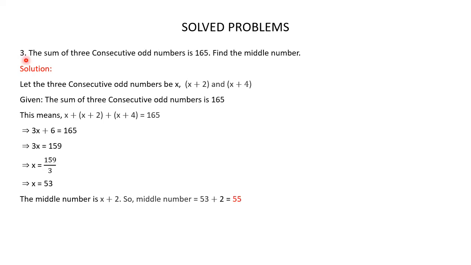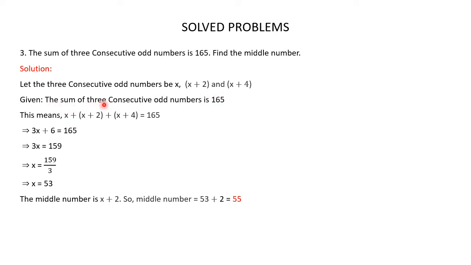Question number 3. The sum of three consecutive odd numbers is 165. Find the middle number. So you know that a consecutive odd number series can be represented as x, x plus 2, x plus 4, x plus 6 and so on. But here you need only 3 consecutive odd numbers. So let's assume that the 3 consecutive odd numbers are x, x plus 2 and x plus 4.